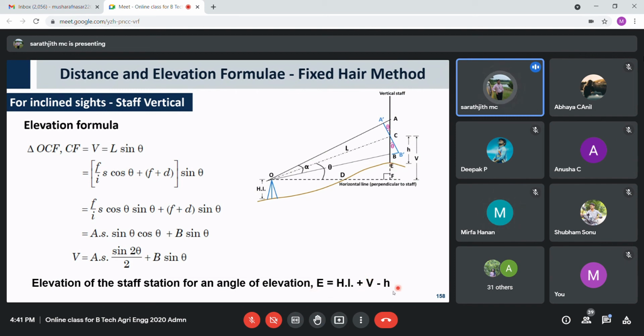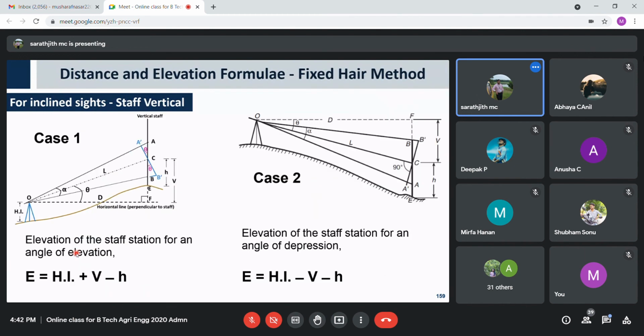So from this, using this equation, you can compute the elevation for which the V you will be getting from the equation which we have derived before. Likewise, you can compute the elevation. So you have estimated the horizontal distance and now you have computed the elevation. Clear, no?